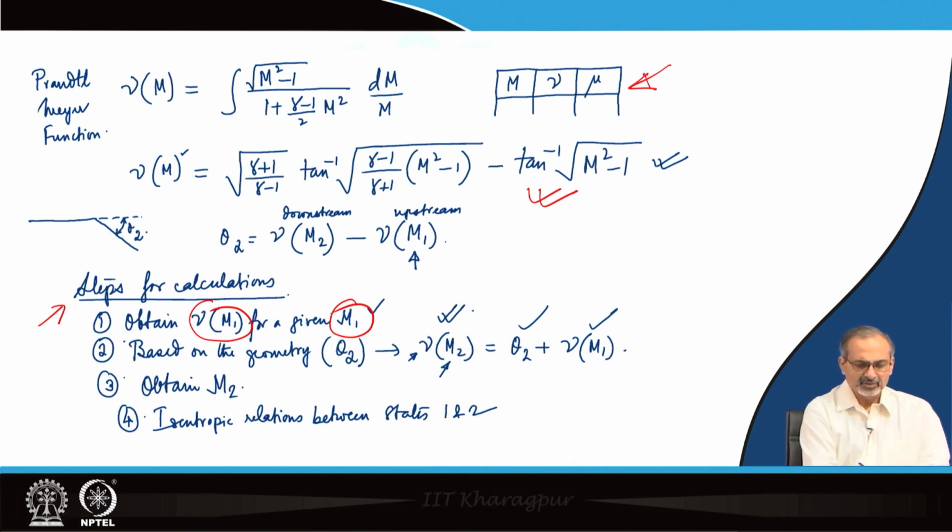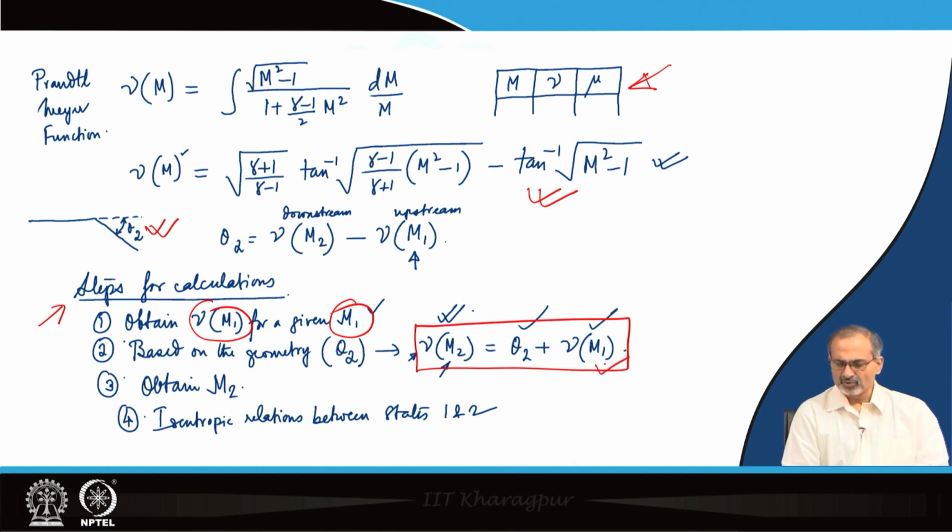Based on the geometry, you would be able to find this angle. We have named it as theta 2 over here, and the connection would be this. You know the Prandtl-Meyer function corresponding to M1, you know this from geometry, and therefore, you obtain the functional value for the downstream situation. At that point, you do not know what the M2 is, but you can either obtain it from tables or you can try to obtain it iteratively by solving this equation, because it is implicit in M.